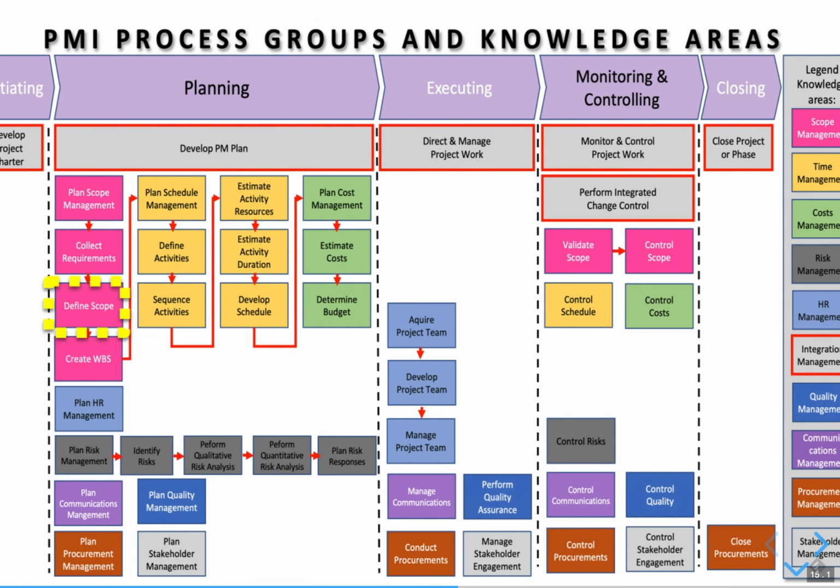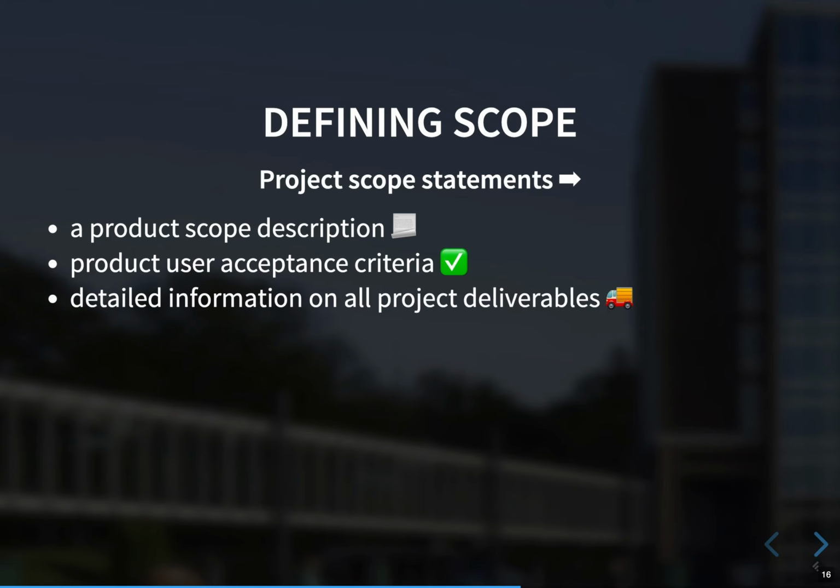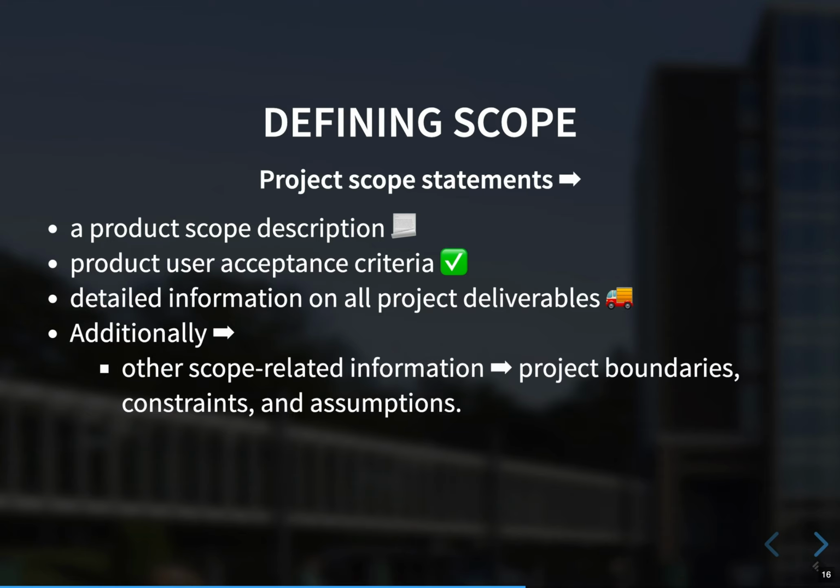Next step, defining the scope. How do you do that? Well, you do this by creating a project scope statement. The project scope statement should include at least a product description, product user acceptance criteria, and detailed information on all the product deliverables. Additionally, it should include other scope-related information: project boundaries, constraints, and assumptions. The project scope statement should also reference all the supporting documents, such as product specifications.